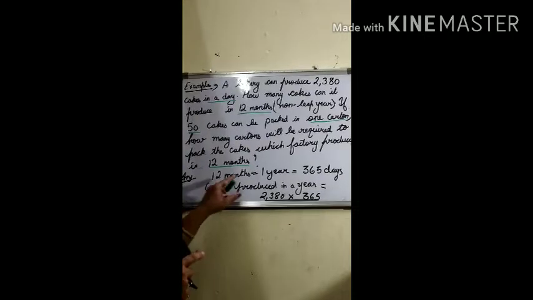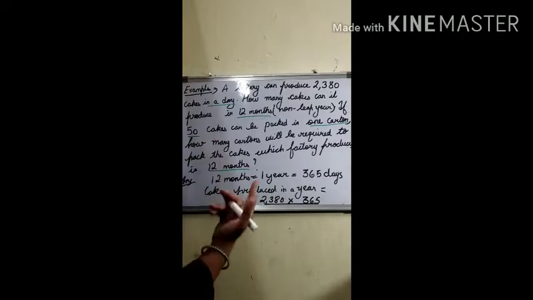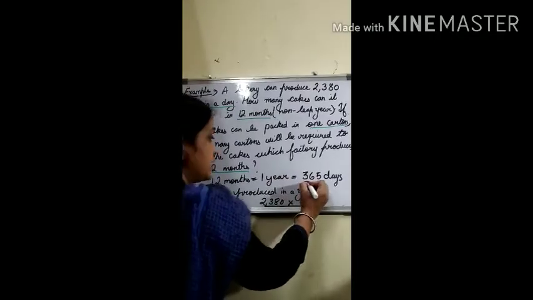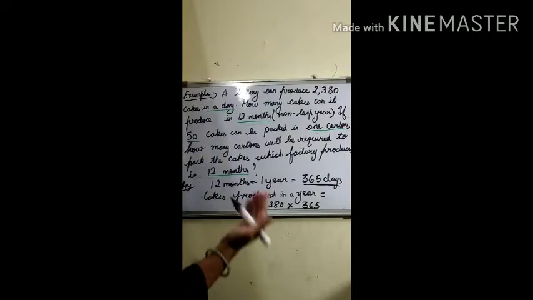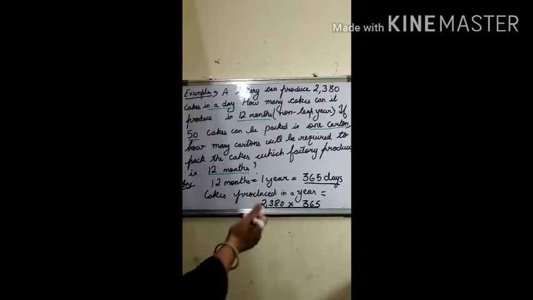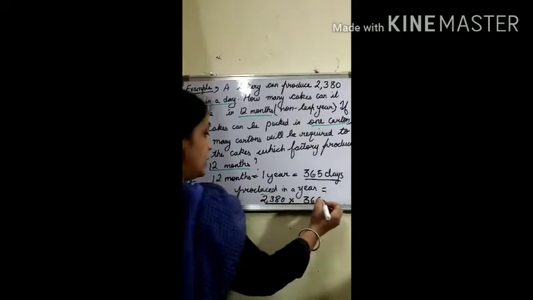Since it is given how many cakes are produced in one day and we have to find the number of cakes produced in 365 days, what will we do? We will multiply. Now, what will we do in the next step?